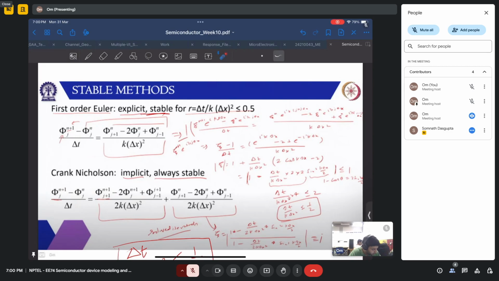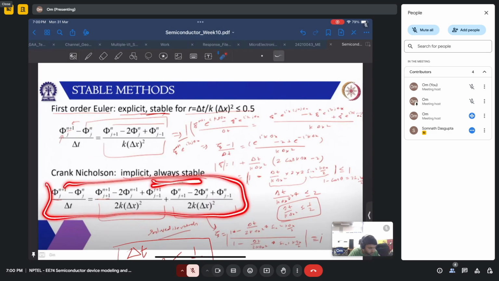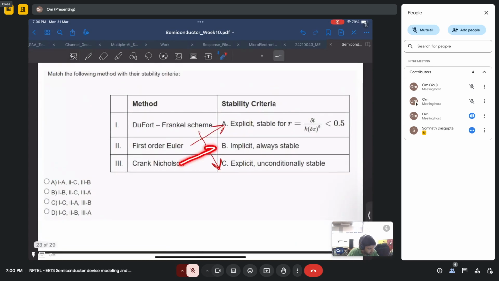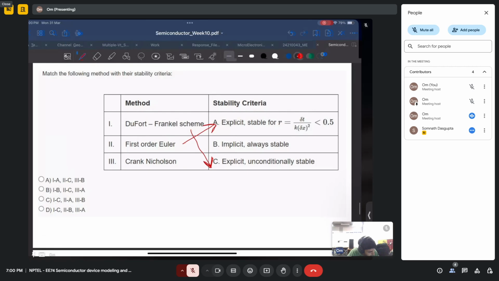We need some numerical iterations where we will assume some initial assumption like phi n plus 1 is equal to this, and we iterate slowly to get to the final phi n plus 1. So we need iterations to solve this, but this one is also always stable but implicit. So Crank-Nicholson is implicit but always stable.